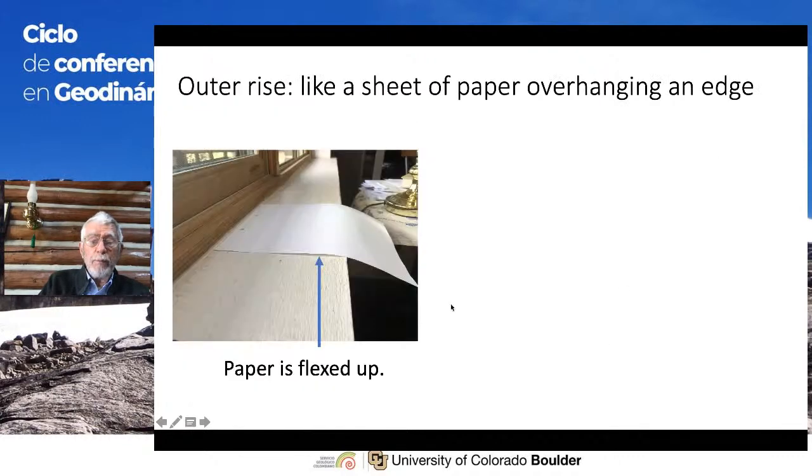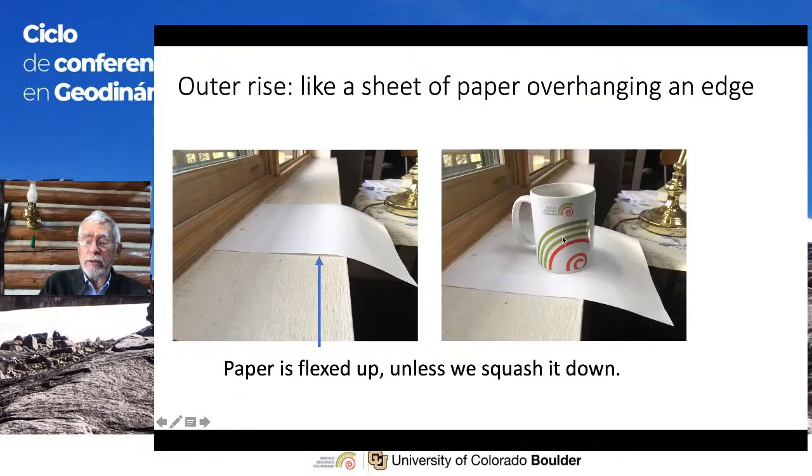And you can see that with just a piece of paper. If you take a piece of paper and dangle it over the edge, here the edge of the windowsill, you can see the paper is flexed up. And it's not flexed up very much, but just to show you the difference, if you put some heavy weight on top of it, this is a heavy weight that I happen to select at random, you flatten out that surface and you do away with that. There's no geological analog to this heavy weight. I'm just showing you this as a demonstration that flexure is that upflex here is because of the way the plate is bent down.